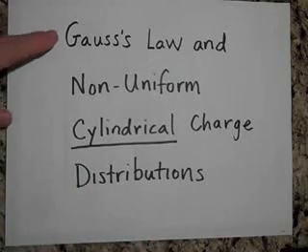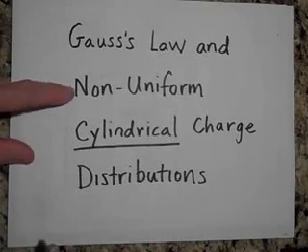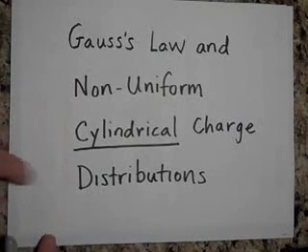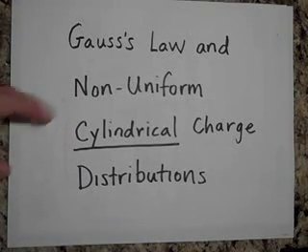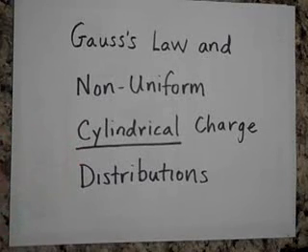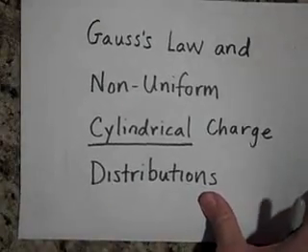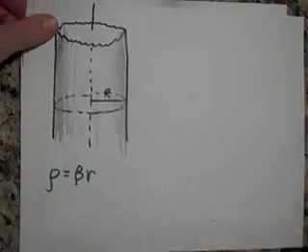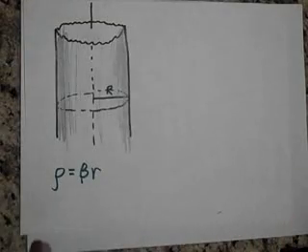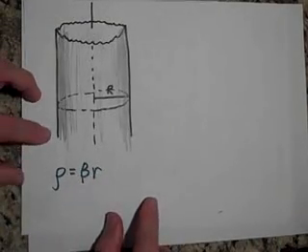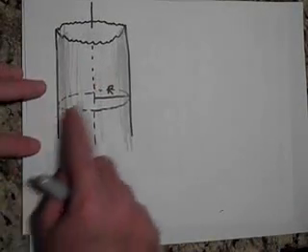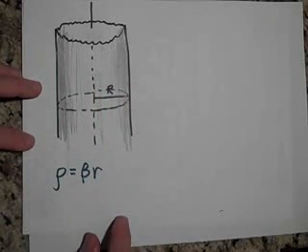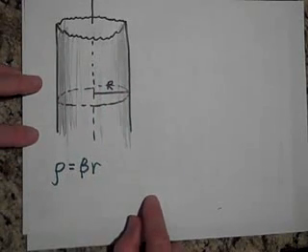Okay, I want to tell you about Gauss's law and how it relates to non-uniform cylindrical charge distributions. Trying to figure out what that means takes a moment, so let's take a look. Here's a cylinder, and the charge in this cylinder is not uniformly embedded throughout it. It's rather distributed in kind of a weird way.